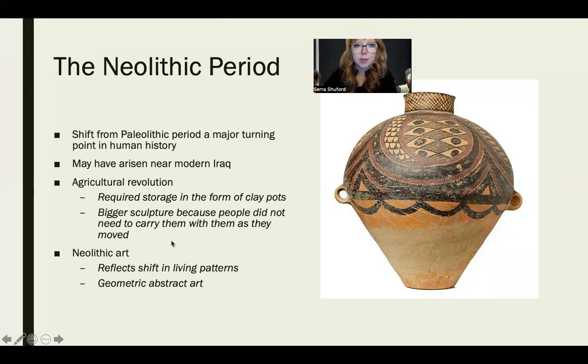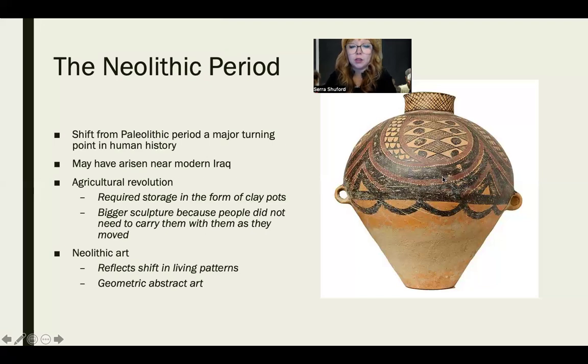We also start to see bigger sculpture because people did not need to carry them with them as they moved, like in the Paleolithic period, where there's a lot of movement. In the Neolithic, we start to settle down in smaller areas, and smaller communities start to form. We also start to see these geometric abstract designs that are really beautiful being painted on the pots.